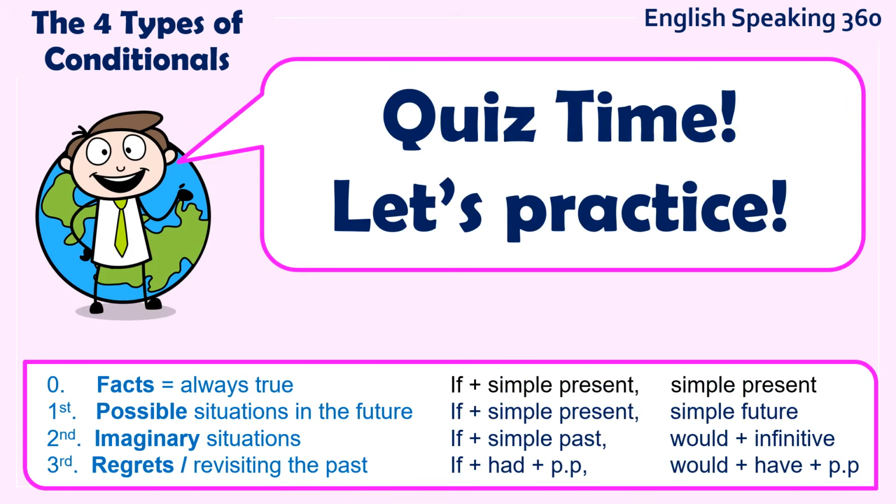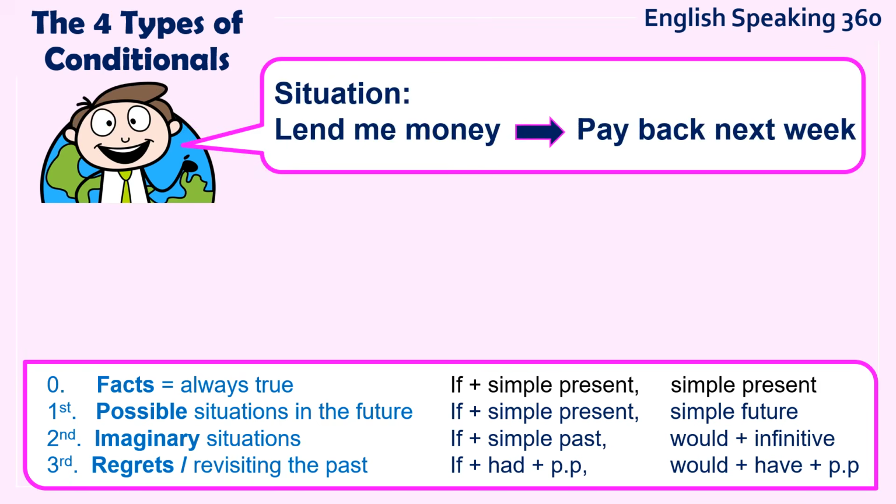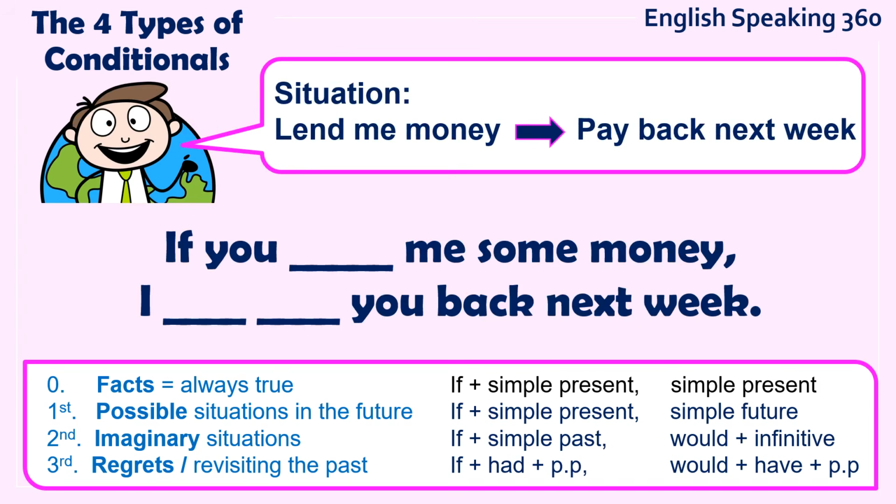Now, let's go with a quiz. Let's practice together. And you're lucky because at the bottom, I will give you the 4 different conditional types of sentences. Let's go with our first question. Here's the situation. Lend me money, pay back next week. Okay, so it will go like this. If you me some money, I you back next week.